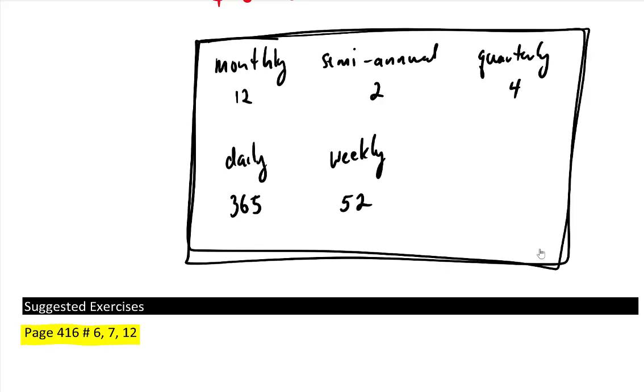So here are a few questions that you can try, and here's some information you may need. If we have monthly, that's 12 times a year, semi-annual, twice a year, quarterly, 4 times a year, daily, 365 times a year, you're going to make a deposit and make interest, and weekly, 52 times a year. Good luck.